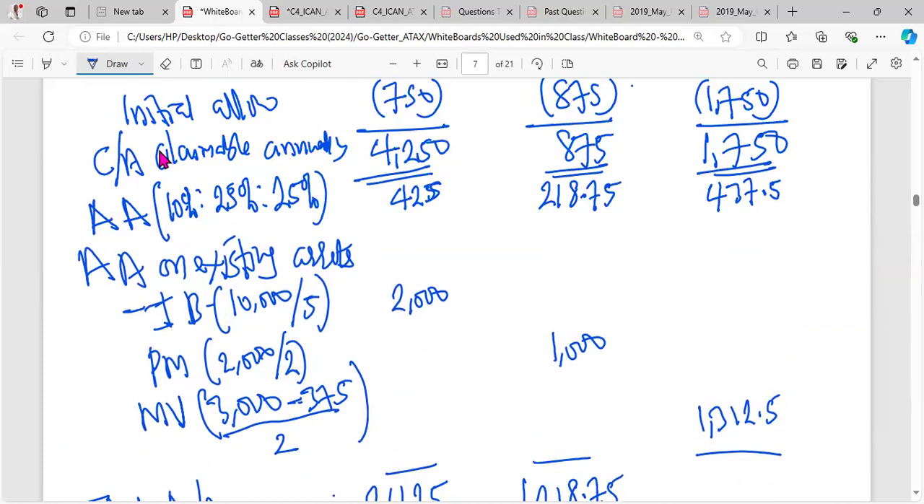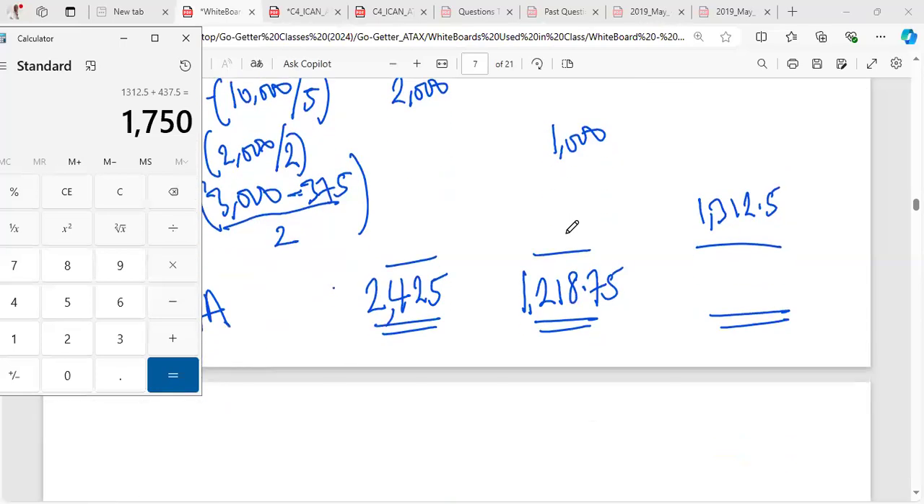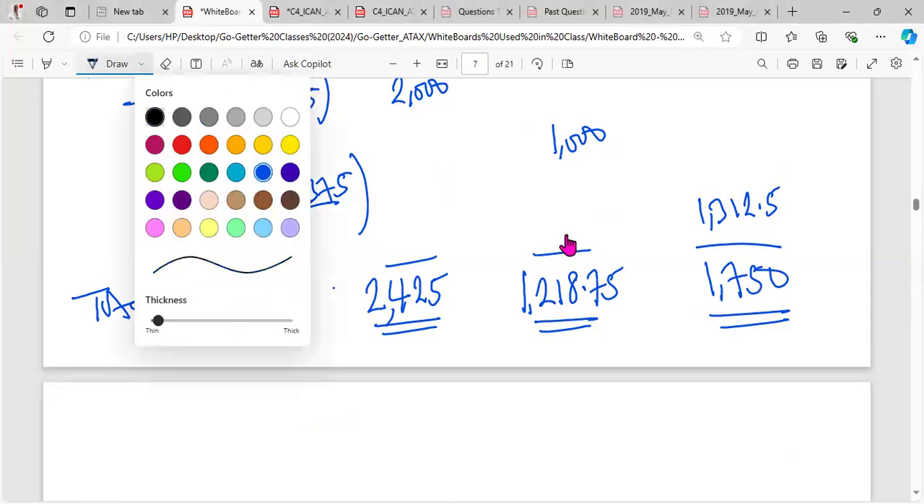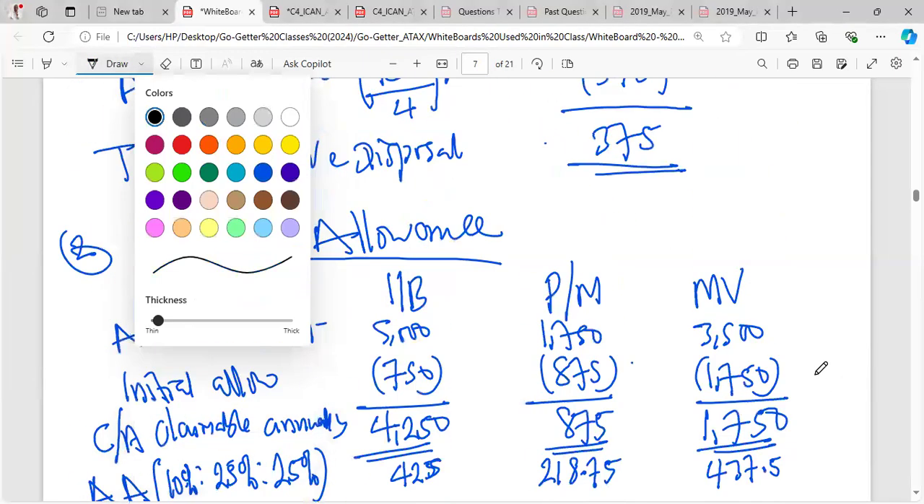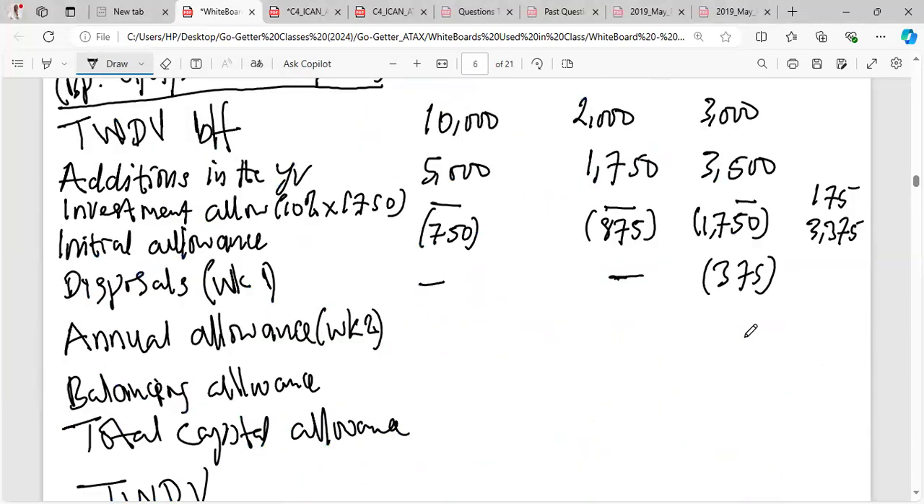Let's add. We already have this figure in our calculator, plus 437.5. That gives me 1,750. So this is going to be 1,750. All right, so we'll take them straight. I remember the figure here, 1,750. So let's take it straight down here. 1,750 will go here.